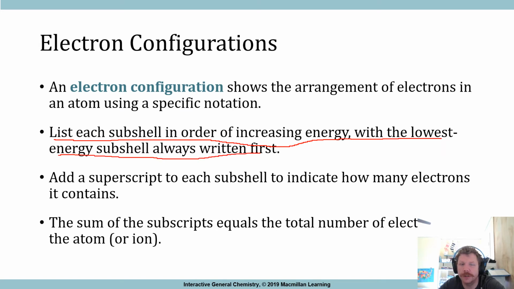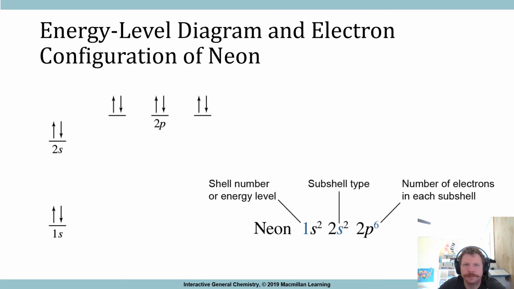What's our lowest energy subshell? The 1s orbital, or 1s subshell. Add a superscript to each subshell to indicate how many electrons are in there. The sum of the superscripts is equal to the total number of electrons in an atom.